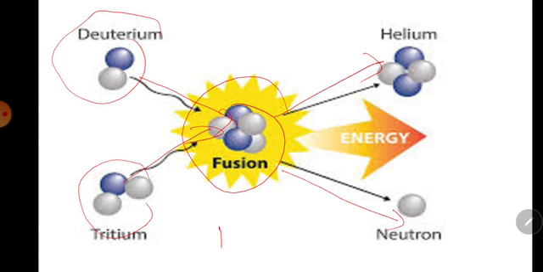So when deuterium H2 1 plus tritium H3 fuse, a helium nucleus is formed, plus the release of one neutron plus energy.